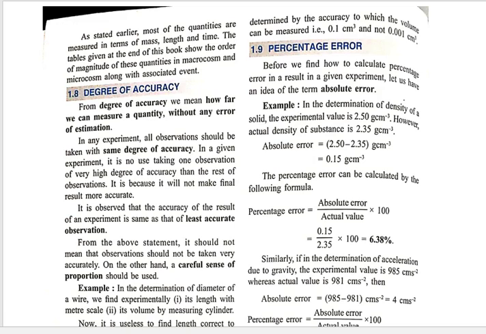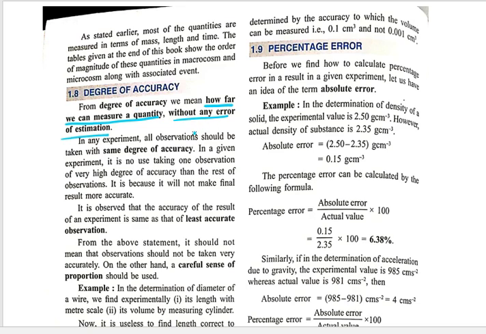So what is actually the degree of accuracy? By degree of accuracy we mean how far we can measure a quantity without any error or estimation. So degree of accuracy means how far we can measure a quantity without any error of estimation. Okay, without any error of estimation.